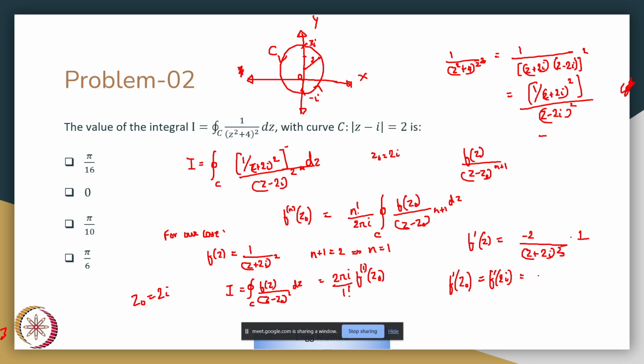So this essentially turns out to be minus 2 upon (4i) whole cube, which is minus 2 by 64. i cube is minus i. So 1 by 32i, and our integral is essentially 2 pi i by 32i. This is nothing but pi by 16, which is option A.